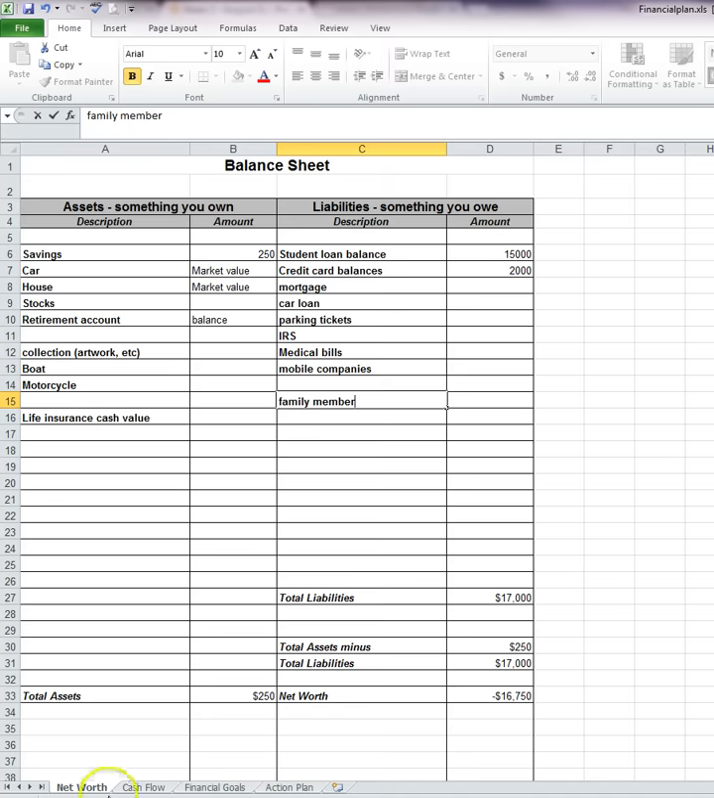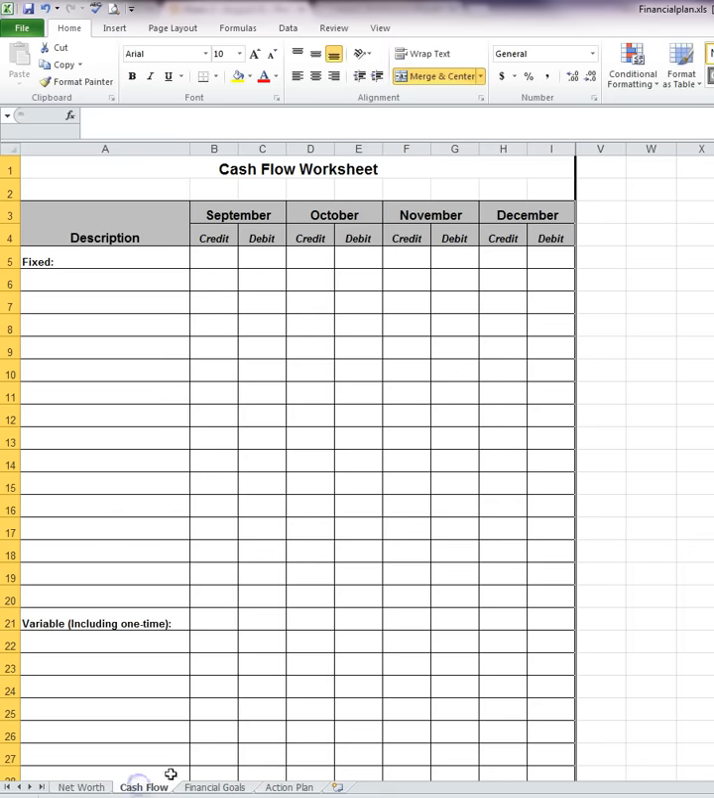Now I'm going to pop over here to the second worksheet, which is called the cash flow. And you can see this cash flow description, fixed and variable. I'm going to go over that in a minute. And then the months, September, October, November, and December. Well, guess what? September starts tomorrow. So this is a great time to start our cash flow.